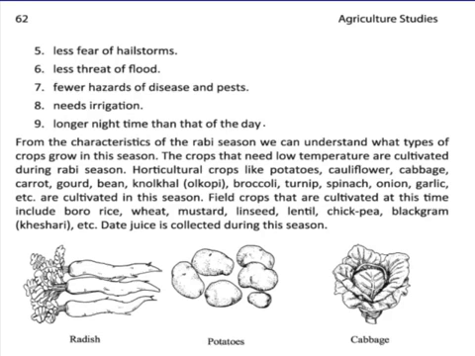Field crops, the crops which are sown in the field, are cultivated at that time, including Boro rice, wheat, mustard, linseed, lentil, chickpea, black gram, Khesari, etc. And date juice is collected during the season.